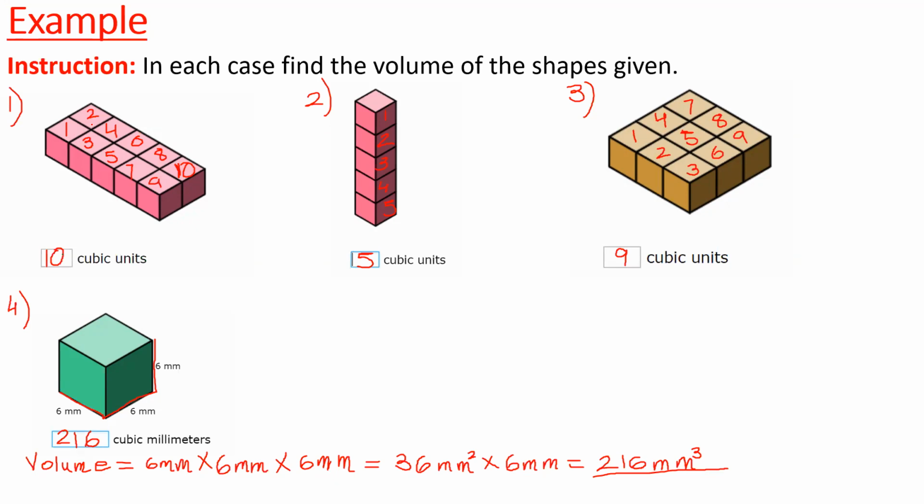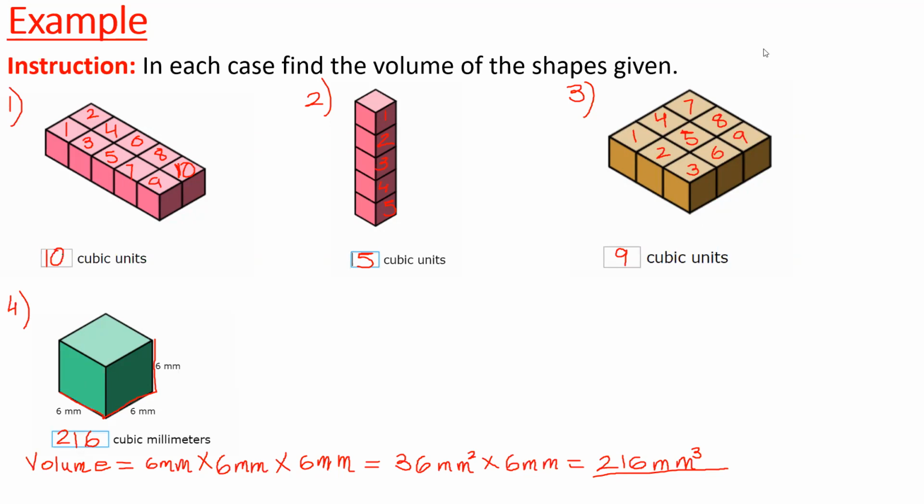And so in order to find the volume, we need to count the cubic units. So this is 1, 2, 3, 4, 5, 6, 7, 8, 9, 10. So for this one, we get 10 cubic units because we just have the count. Same thing for number 2. We just have to count the number of cubic units. So it's 1, 2, 3, 4, 5. That makes it 5 cubic units. And then for number 3, it's 9 cubic units. So that's 1, 2, 3, 4, 5, 6, 7, 8, 9. So we're just basically counting.